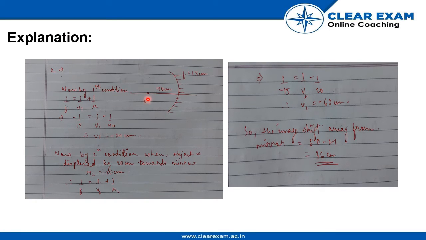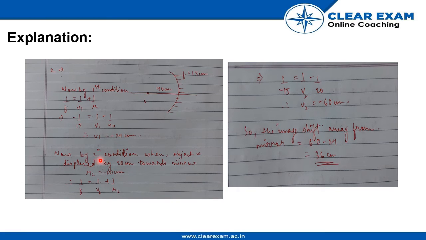In the first condition, the object is placed at a distance of 40 centimeters away from the mirror, which is minus 40 by convention. So putting this in the formula, we get the distance of the image to be minus 24 centimeters, which is before displacement.